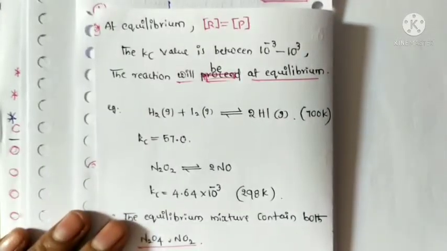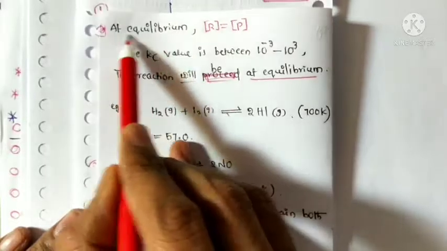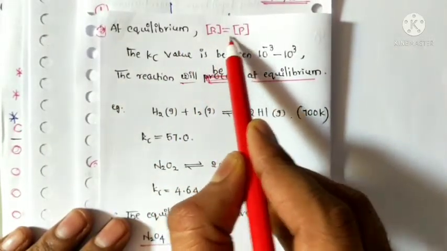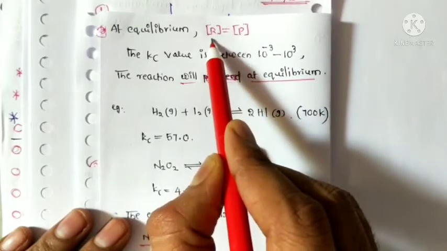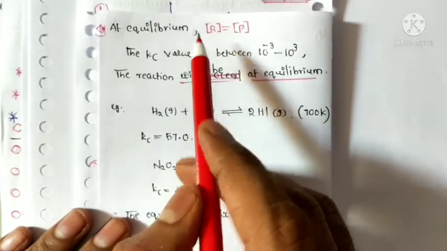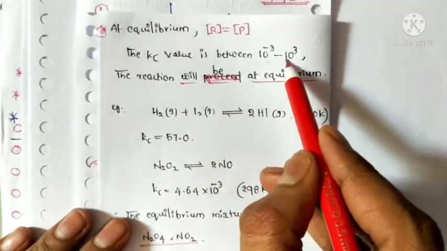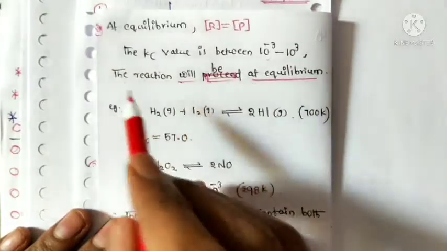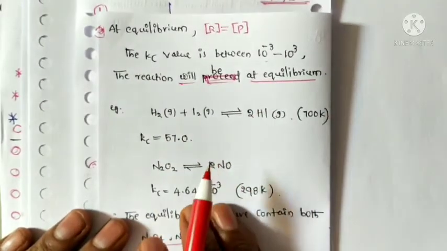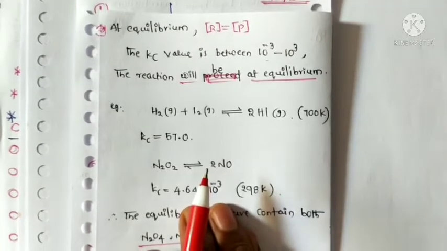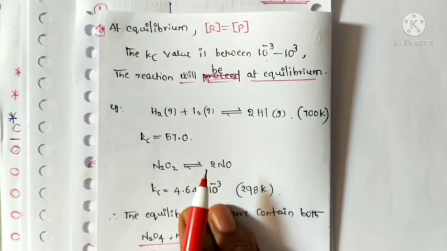And the last one is, at equilibrium, the product concentration is exactly equal to the reactant concentration, or the Kc value is between 10 to the power of minus 3 and 10 to the power of 3. The reaction will be at equilibrium. That indicates that in this situation the equilibrium mixture has both reactants as well as products.